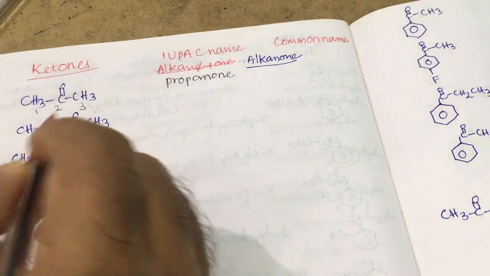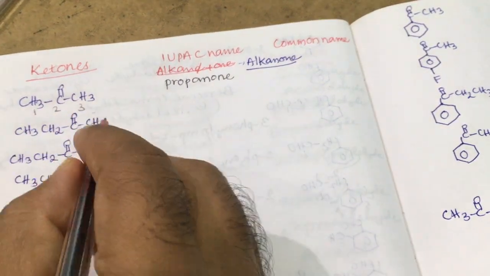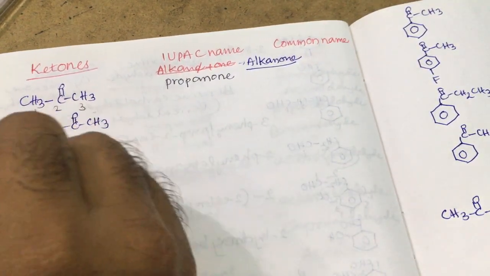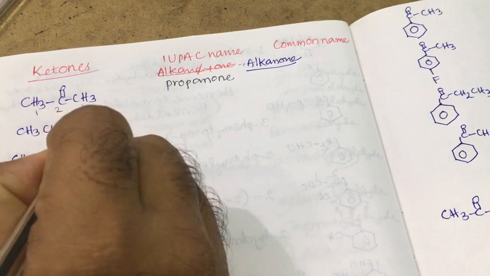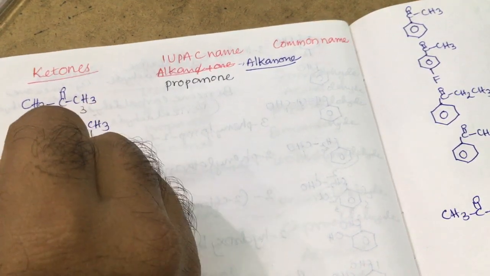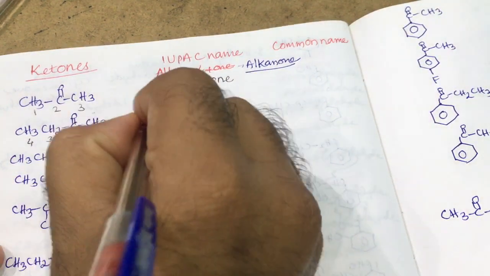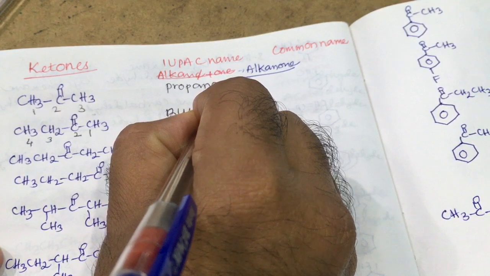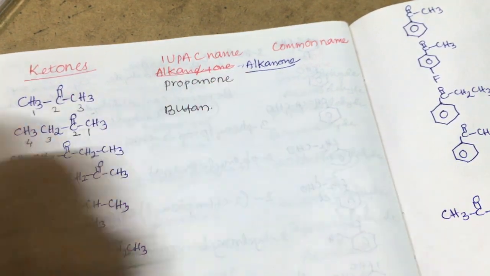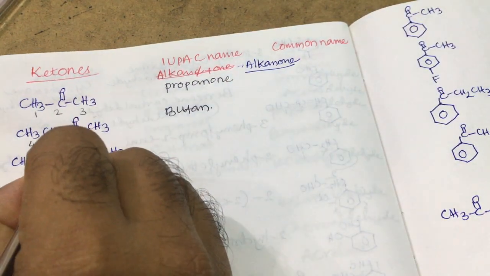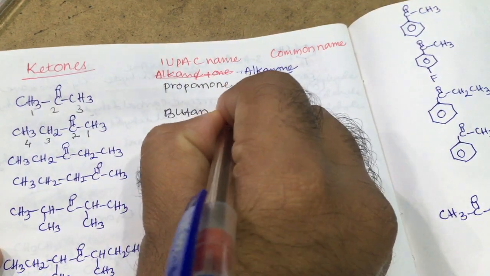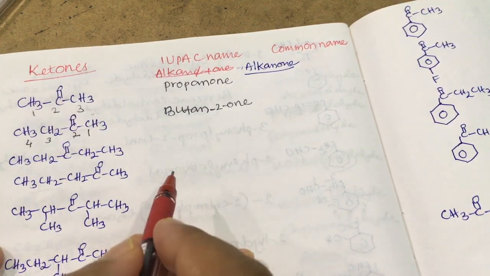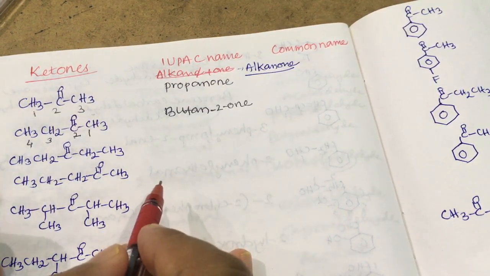Now with the next compound, the functional group gets the least number. Here we can number left to right or right to left. Right to left is the correct numbering: 1, 2, 3, 4. Total 4 carbons, that is called butane. Remove E and give the ketone position. It is the second position, butane-2-one. But in the aldehyde case, there is no locant position because the aldehyde is always terminal.